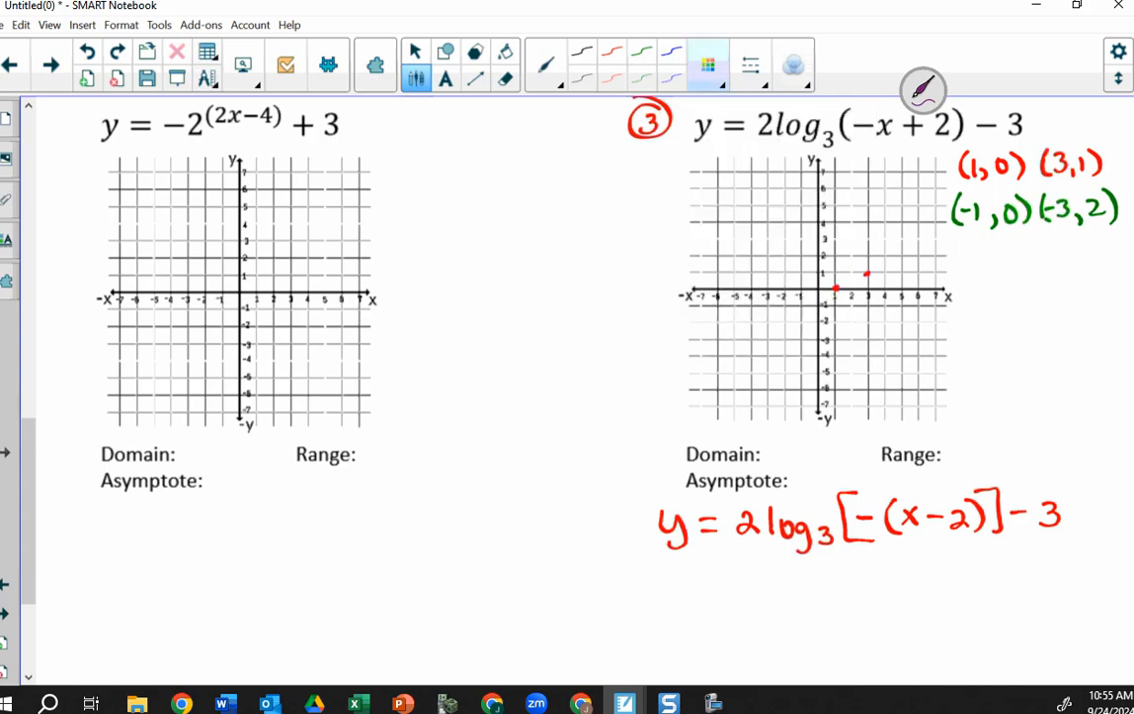Then we can do our final shifting. We have to go right 2, and we have to go down 3. So if I'm at -1 and I go right 2, where do I end up? 1. If I'm at 0 and I go down 3, -3. So 1, -3 is one of your points. Then -3.